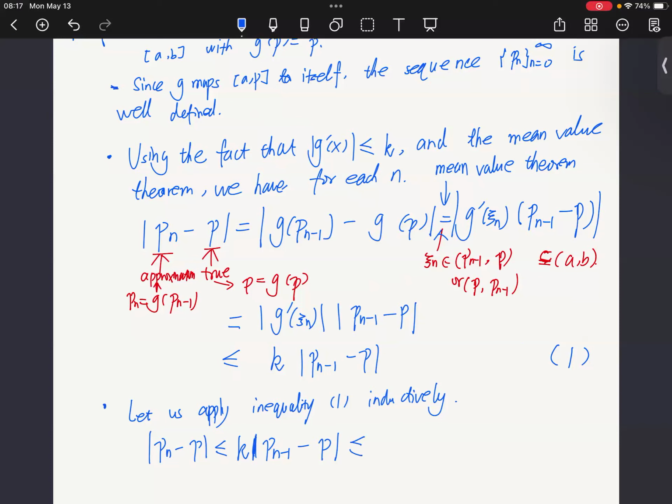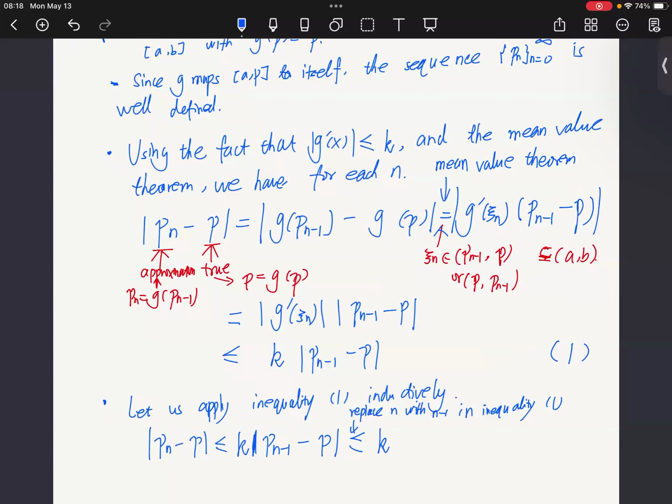So for this one, replace the n with n minus 1 in inequality 1, and then we can have the K copied from the previous item here. And then |Pn-1 minus P| is bounded by K times |Pn-2 minus P|.